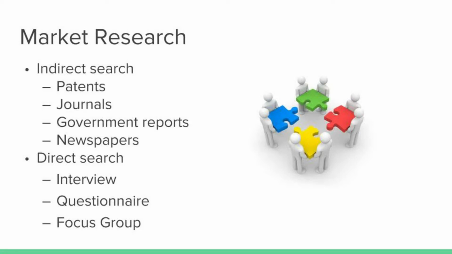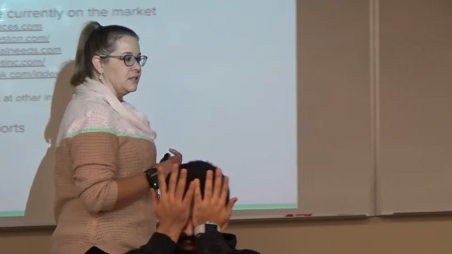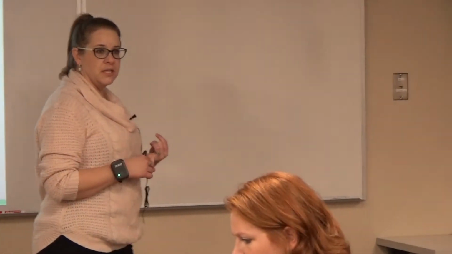Let's talk a little more about indirect research. We're going to look at how to look up patents, because I think that's important for engineers to be able to understand what a patent is and how to find those. But another way that I really like students to do some indirect research is go out and see what's already out there to solve your problem.